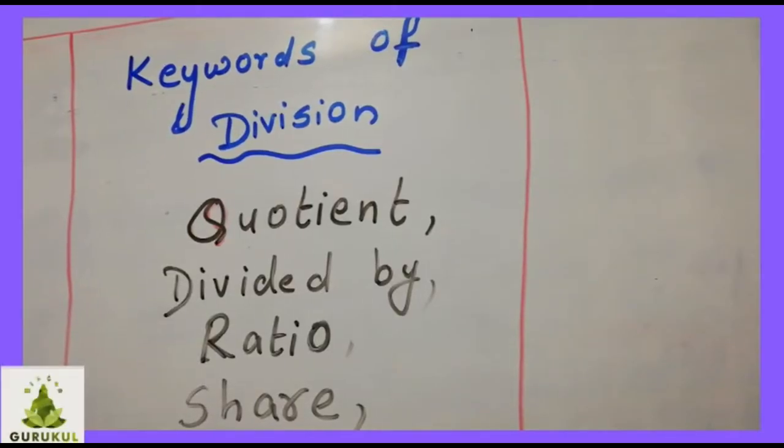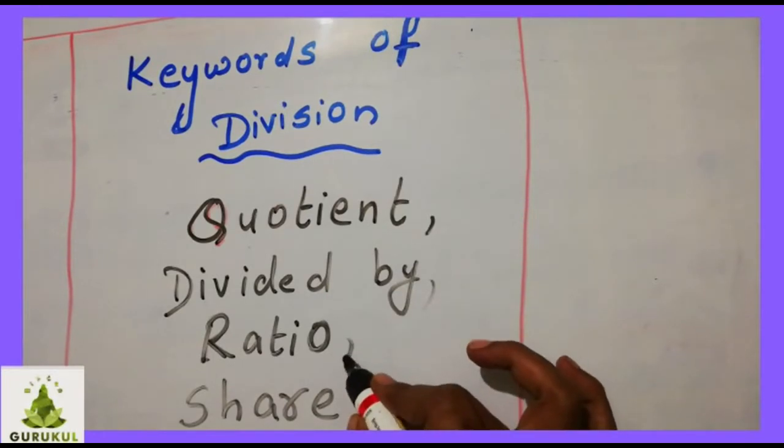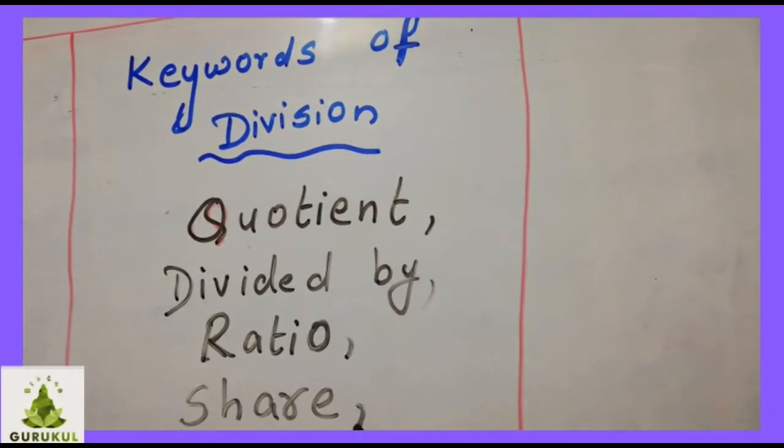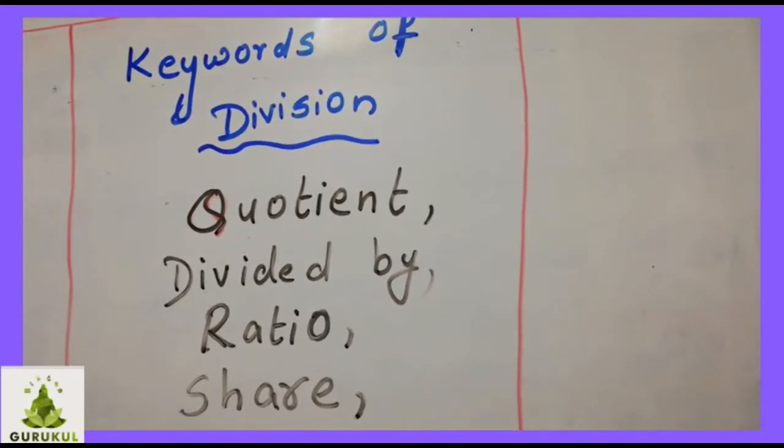Now keywords of division. These are the keywords which are used in a statement to form algebraic expressions. If the word quotient comes, it is a division sum. Also divided by, ratio of something, or share of something. If you want to share something, it means divide it. Distribute it means divide it. Find the quotient of means division. Divided by means the division sign, which you have to use for the expression. Copy down this in a box.